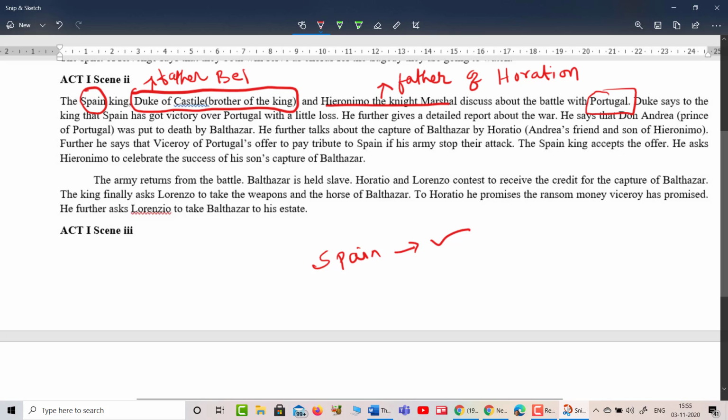Now, what about the war? Now he says the prince Andrea is killed. Andrea is killed in the war.